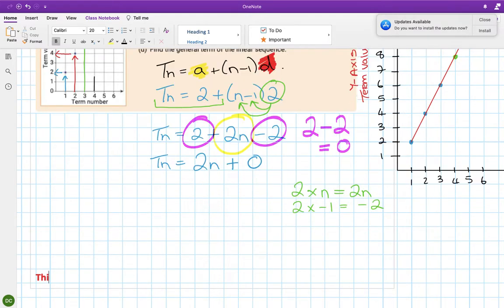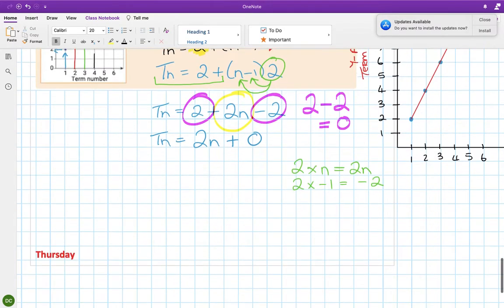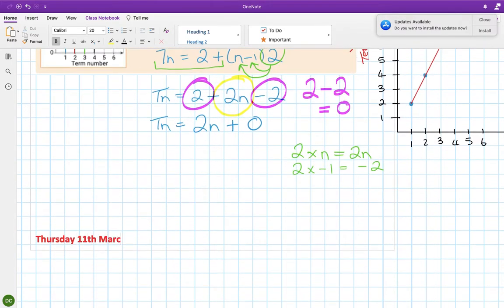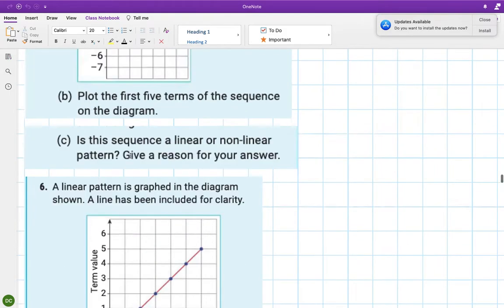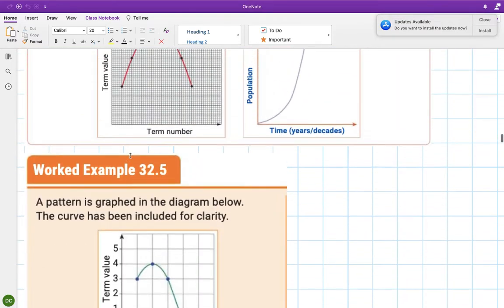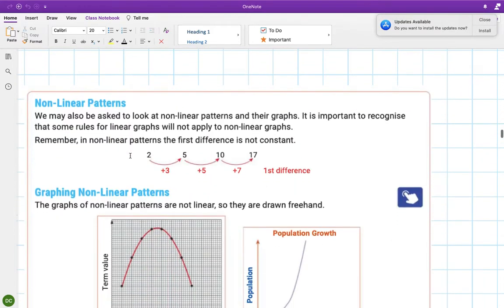Right, so Thursday, then I don't know what the date is, the 11th of March, or Friday the 12th of March, depending on the class. I'll add your homework in there in a sec. Okay, so we're actually nearly there, thank God.